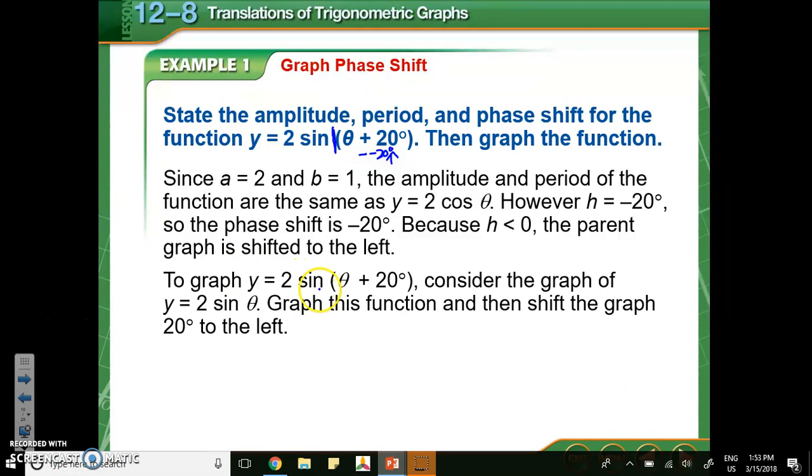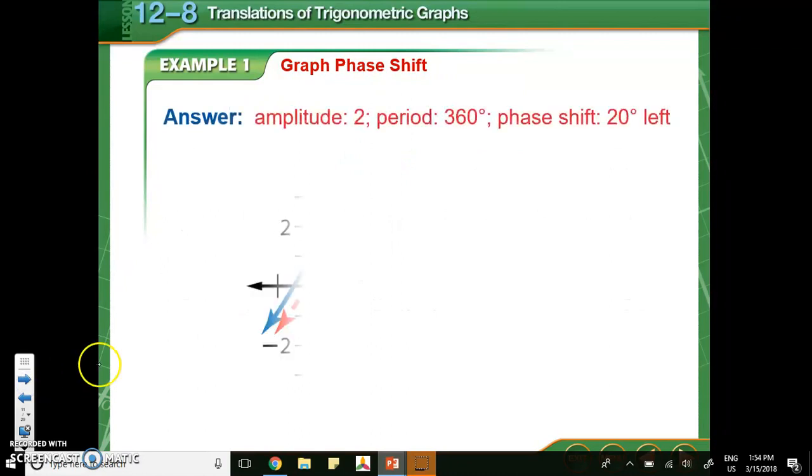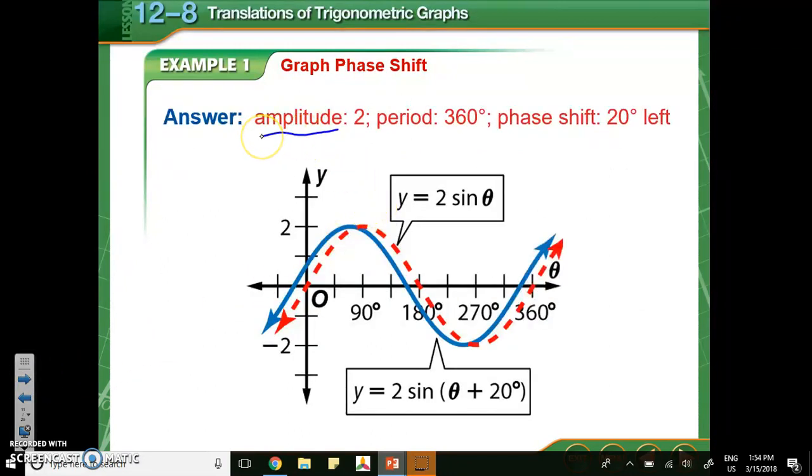So in order to graph this, we would want to think about the graph of 2 sine of theta. A lot of times we start with that, and then we graph that, and then we shift it 20 degrees to the left. So let me show you what that would look like. So again, our amplitude is 2, because my a value is 2. Period is 360 degrees, and my phase shift is 20 degrees to the left.